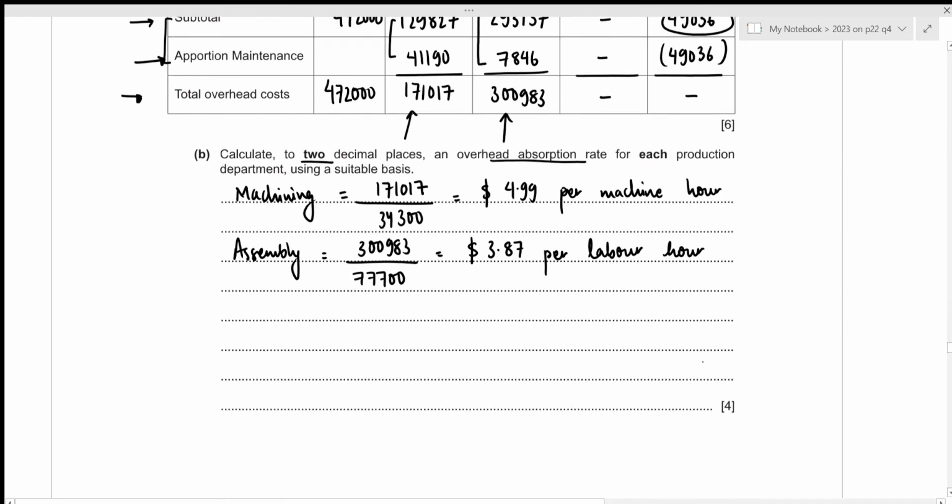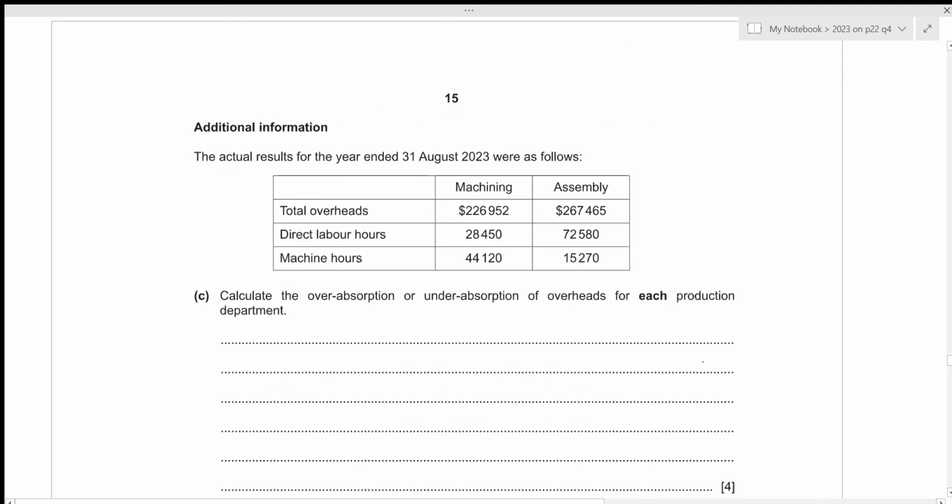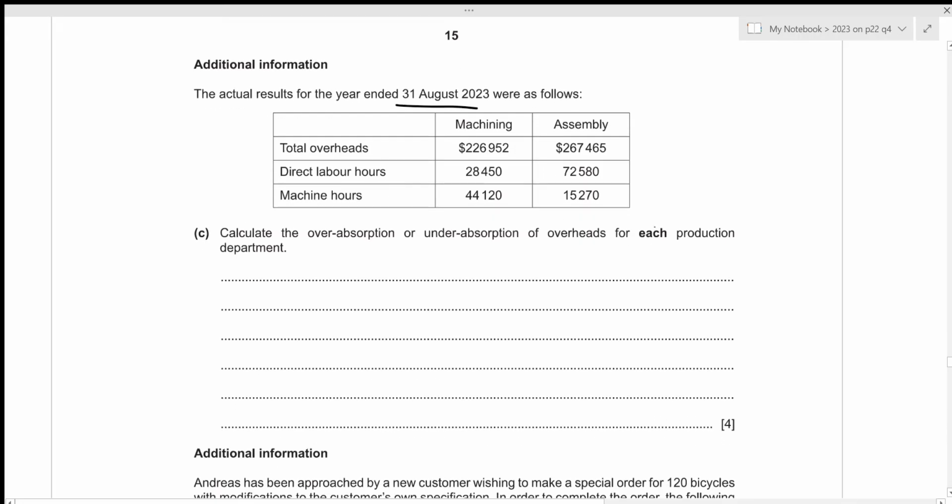This completes the second part. Let's move towards the third one. We are given additional information. We are given the actual results for the year ended 31st August 2023. We are given the total overheads, direct labor hours as well as the machine hours. We now need to calculate the over absorption or under absorption of overheads for each production department.